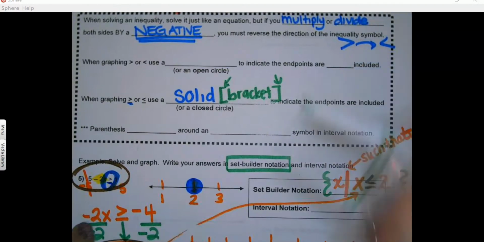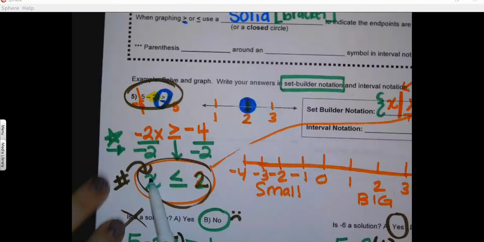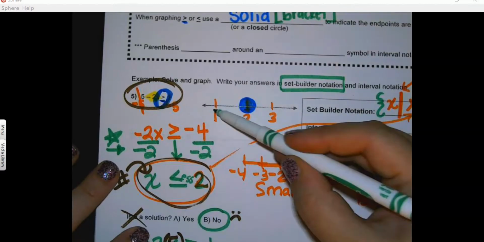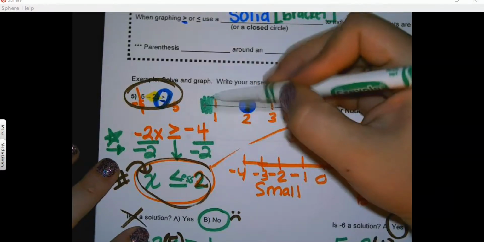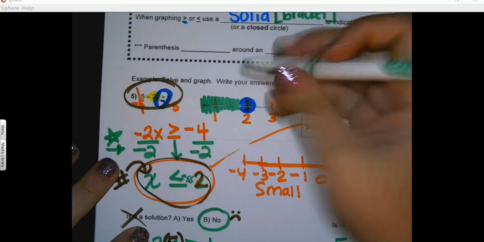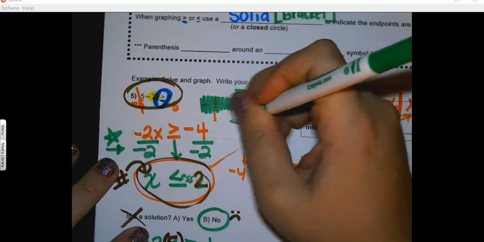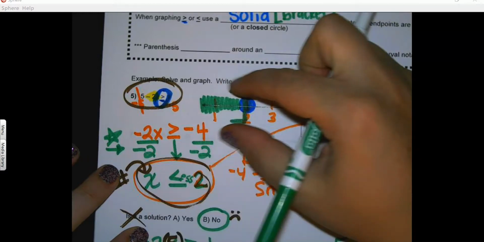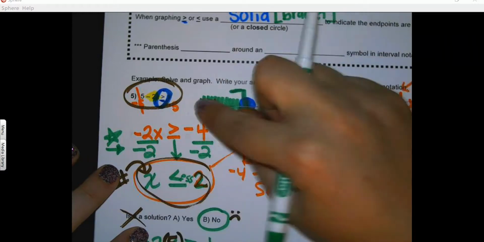So we're going to have to read this. This says, shade all the numbers that are less. So the numbers that are less are over here. So I'm going to shade this side here. And that's how I know I'm going to put a bracket this way, because the bracket should open up to the numbers that are less.